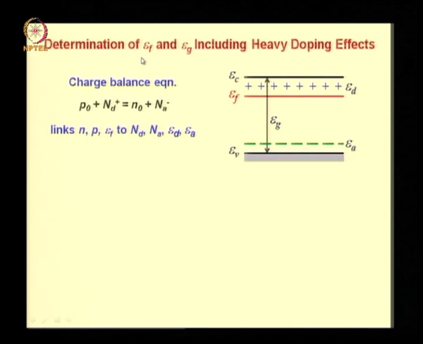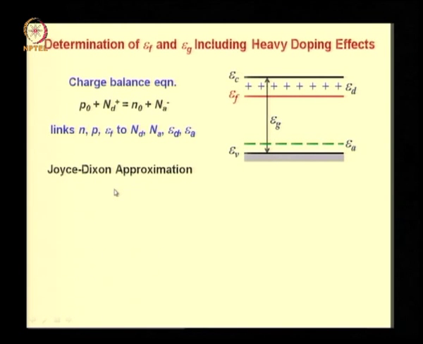The determination of EF starts from the charge balance equation, that is p0 plus Nd+ equals n0 plus Na-. You have come across this equation in the first level course. The suffix 0 indicates the fact that we are considering equilibrium condition. Nd+ is the concentration of ionized donors and Na- is the concentration of ionized acceptors. Now this charge balance equation links electron concentration, hole concentration and Fermi level to the donor doping, acceptor doping, the donor level and acceptor level.